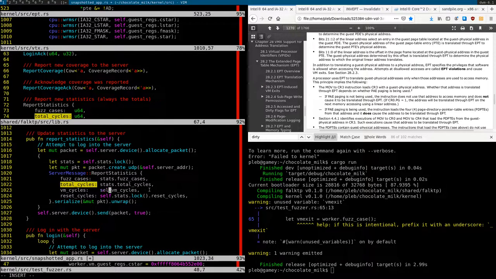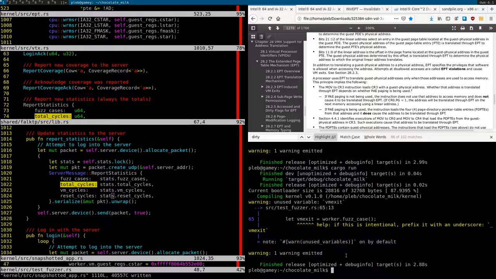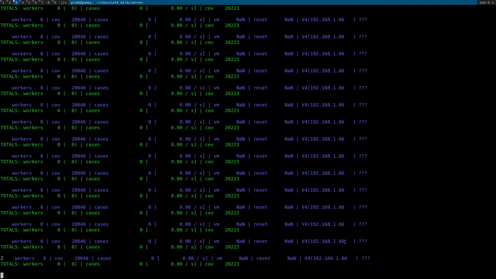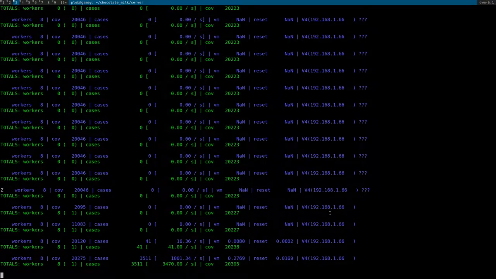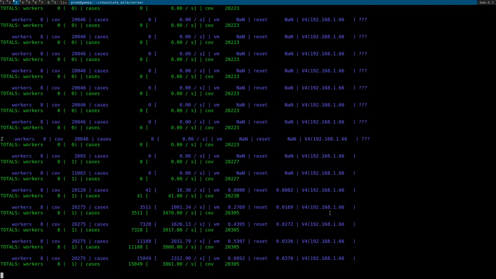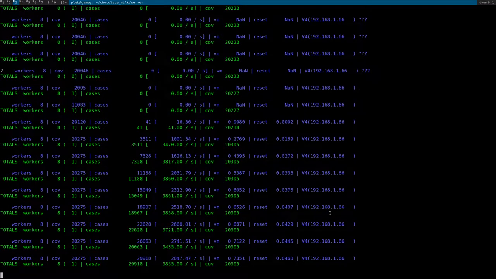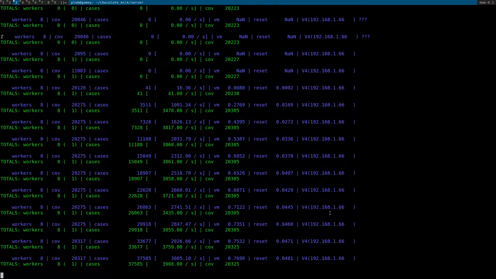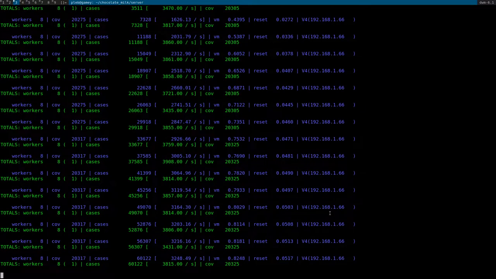Pretty quite wrong there. Stats reset cycles. Okay, so now we're going to have all the perf numbers sent up to us on the server. There we go. We got cases, and now we can see the percentage of CPU time that's spent inside the VM and spent resetting. It doesn't necessarily add up to 100 because there's other overheads going on, but it'll converge to VM.